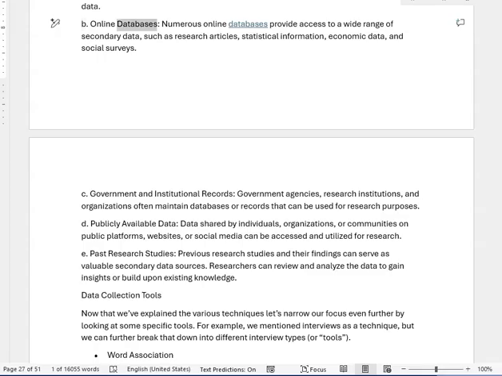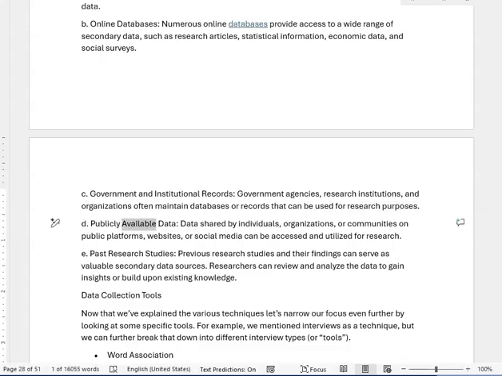B. Online databases. Numerous online databases provide access to a wide range of secondary data, such as research articles, statistical information, economic data, and social surveys. C. Government and institutional records. Government agencies, research institutions, and organizations often maintain databases or records that can be used for research purposes.